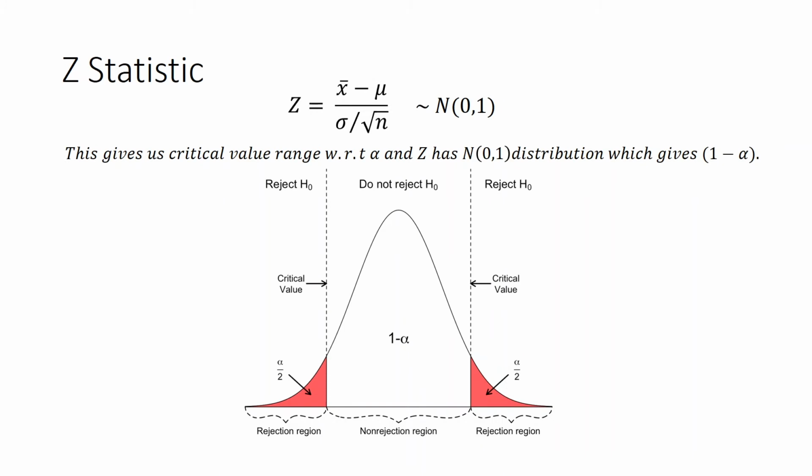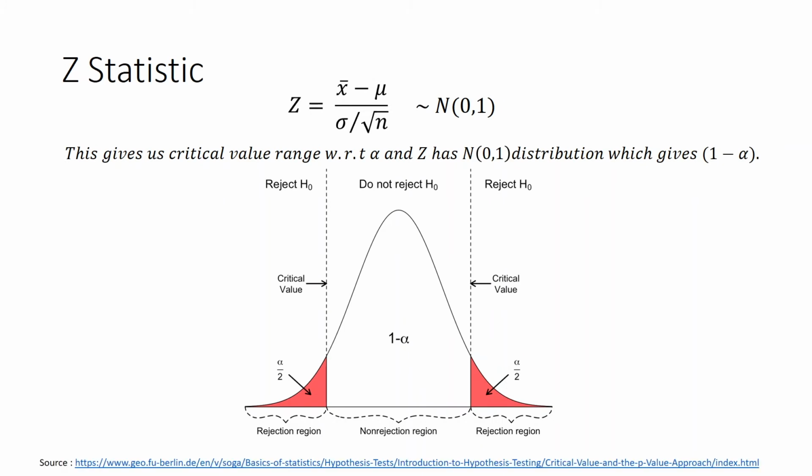And this is the graph. This is how it looks. So I got this from a source. I was just searching for some critical value diagrams for a better visualization. So there is this non-rejection region.